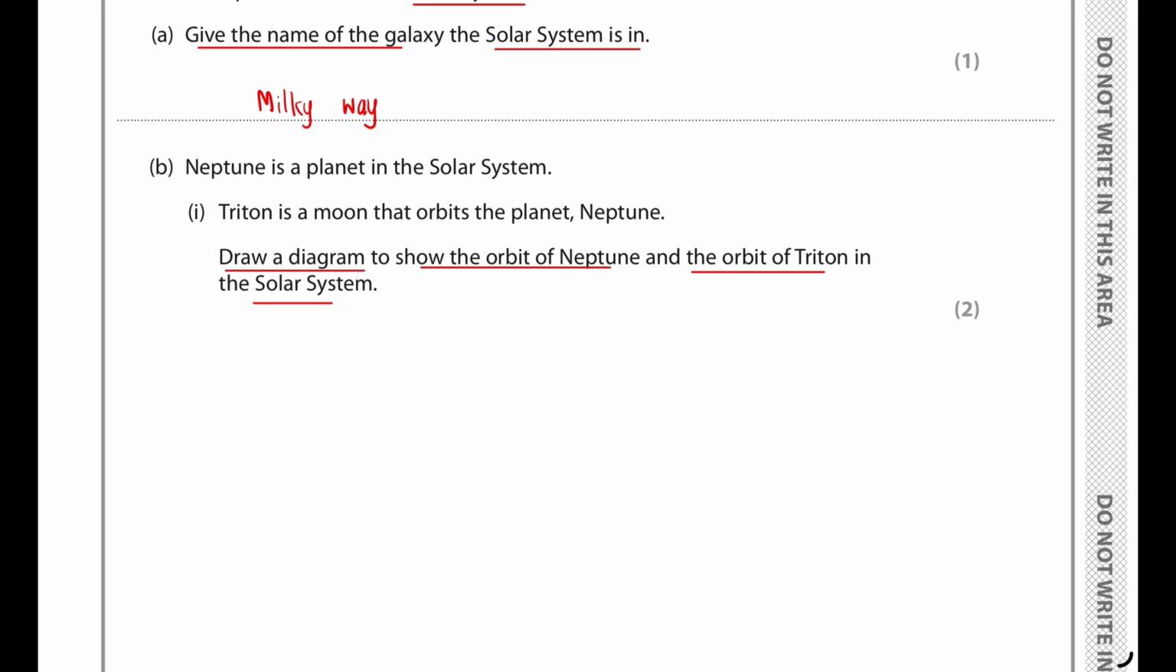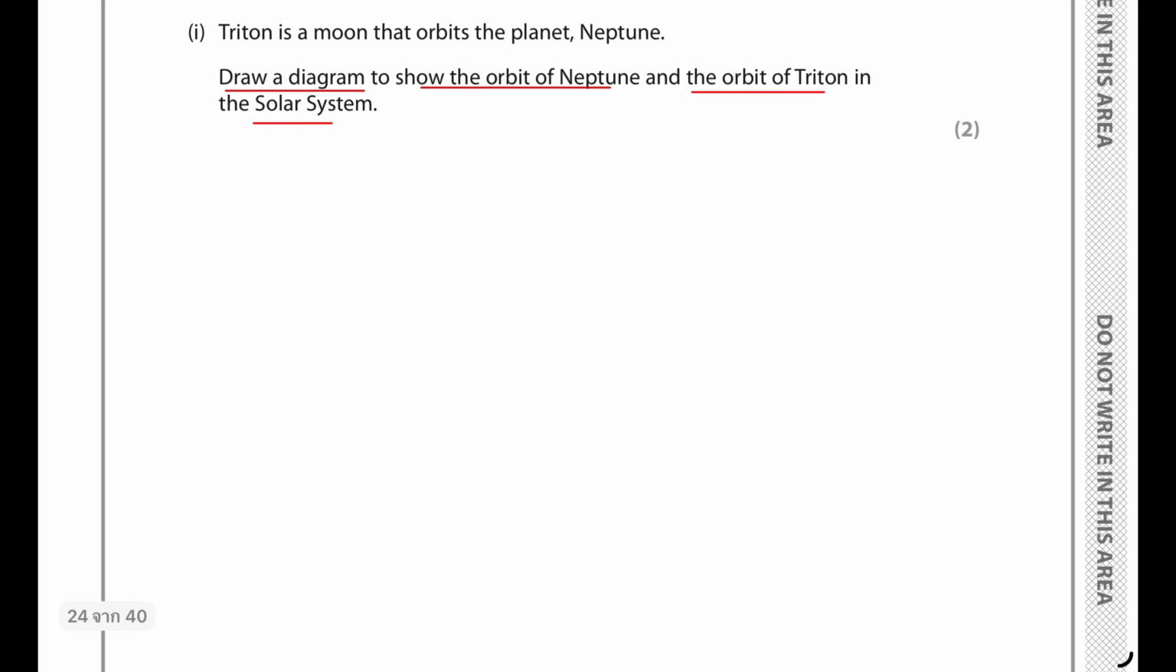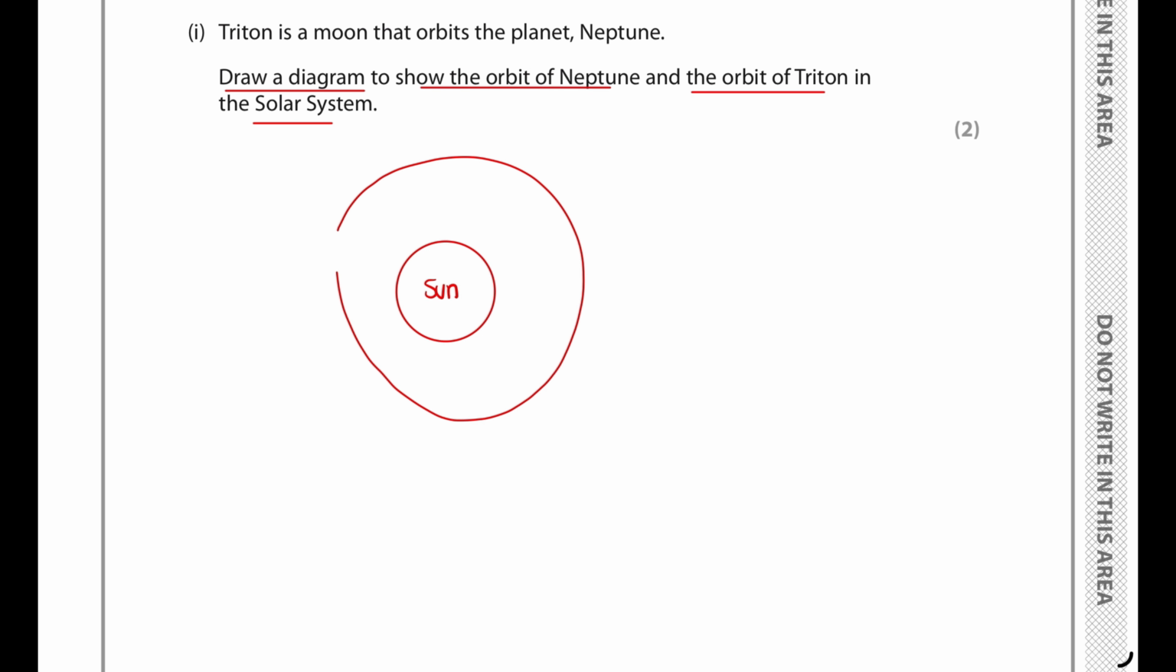Okay, so we have a sun. Let's say this is our sun. Okay, so therefore Neptune orbits the sun. Yes, so this is Neptune. Okay, and Triton orbits Neptune like this.